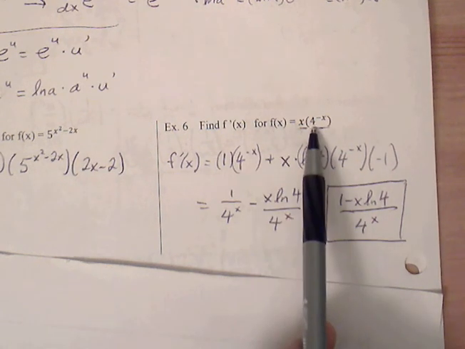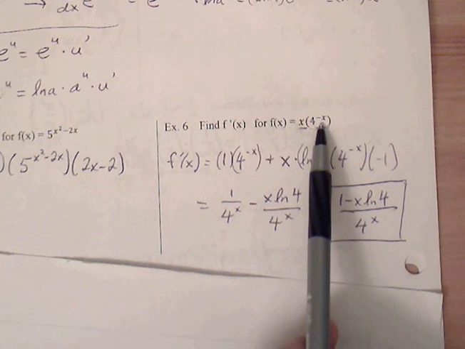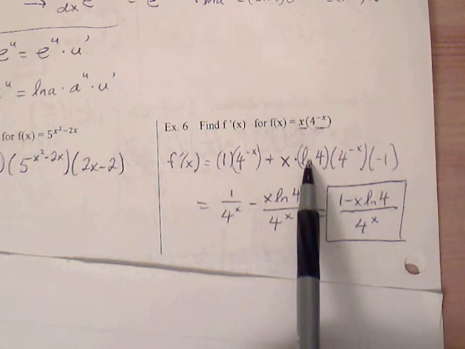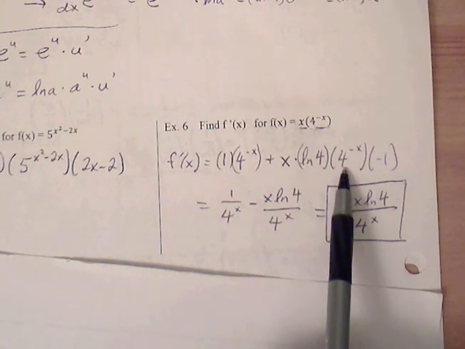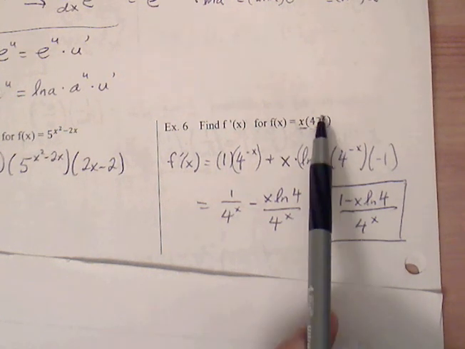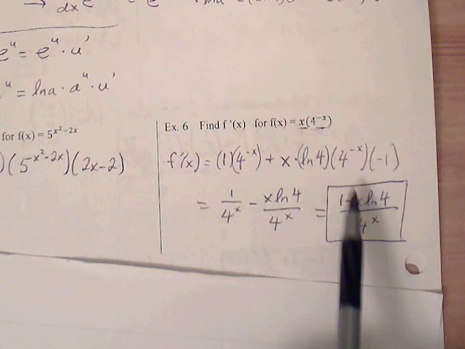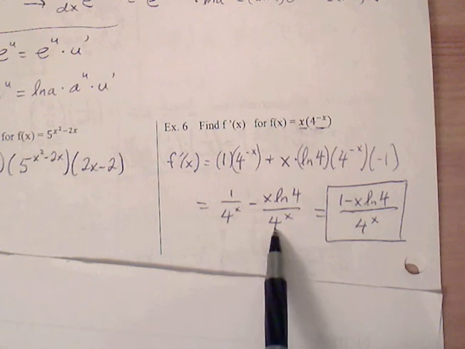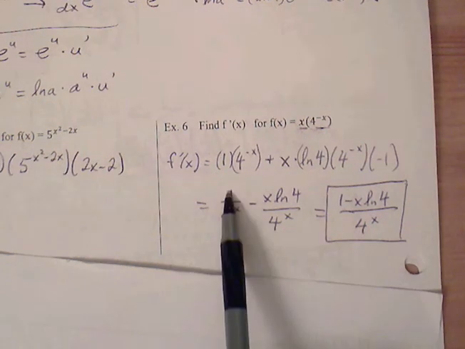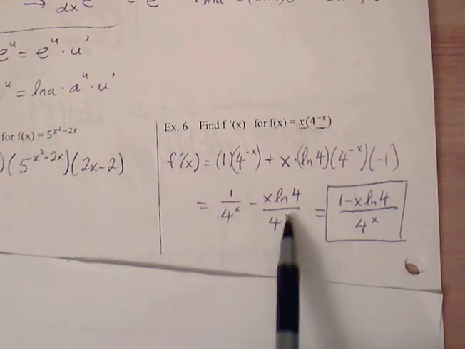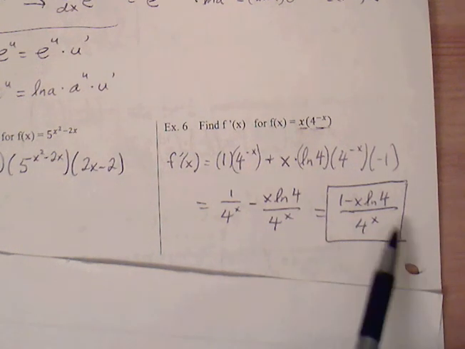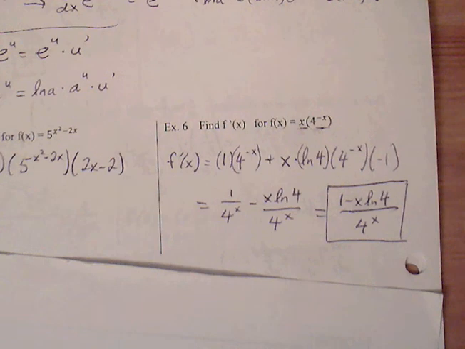So now the derivative for 4 to the negative x, we are going to apply the rule for a to the u. So ln of 4 times 4 to the negative x, the original function, times the exponent's derivative, negative 1. So if we clean this up a little bit more, we can move the 4 to the negative x to the denominator as 4 to the x. So 1 over 4 to the x minus x ln of 4 over 4 to the x. Write this as one fraction, so 1 minus x ln of 4 all over 4 to the x.